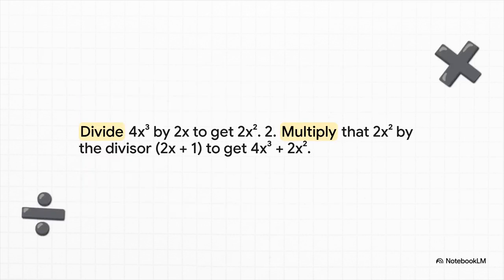All right, first lap. Remember the cycle? Step 1, divide. We take the front runners only, 4x cubed divided by 2x. That gives us 2x squared, and we pop that right up top. Now, step 2, multiply. We take that new answer, the 2x squared, and we multiply it by the entire divisor, the 2x plus 1. That gets us 4x cubed plus 2x squared, and we line it up neatly underneath.